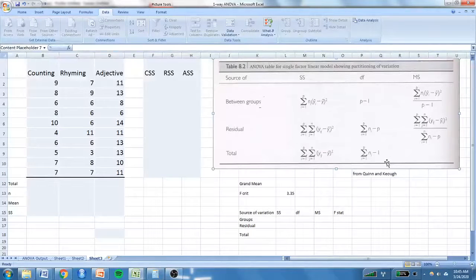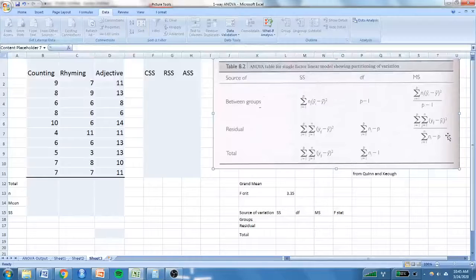Okay, your mean square terms: this is your group sum of squares over your group degrees of freedom, and your residual sum of squares over your residual degrees of freedom. And then your F-statistic, which is what we're really interested in, that we will compare to our critical value, is simply your mean square group over your mean square residual. Okay.